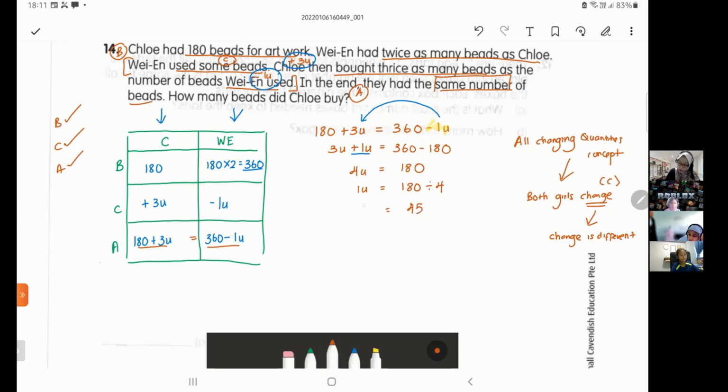There is 1 unit. Do I want 1 unit? How many beats did Chloe buy? Chloe buy means the change, right? Chloe's change is this one. This is what I want to find. 3 units is 45 times 3 equals 135. Answer. Okay.